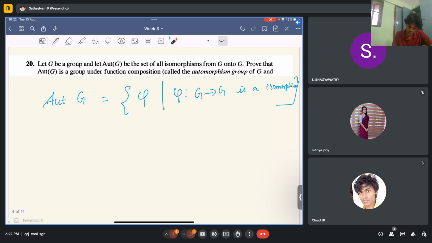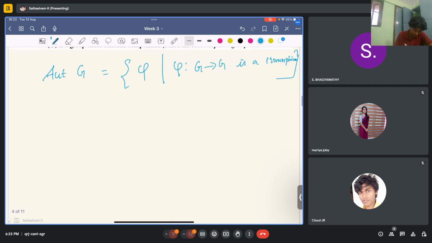Now, what happens is this is a group. This automorphism set will become a group under functional composition. So you start with G and you collect all the automorphisms, and the automorphisms become a group themselves. This is the first problem that we want to prove. Let's prove it one by one. The first property we want to prove is closure.